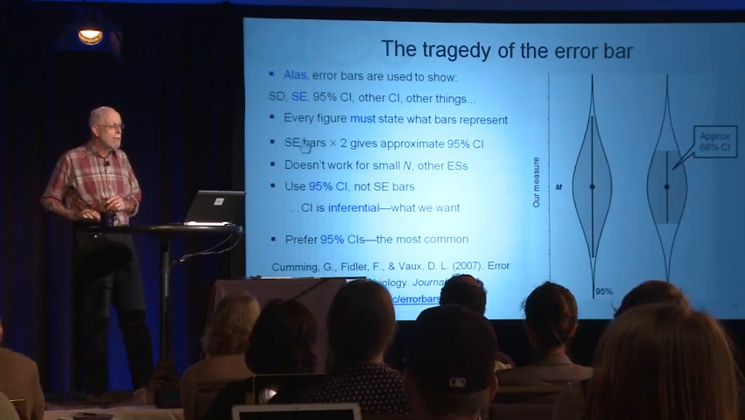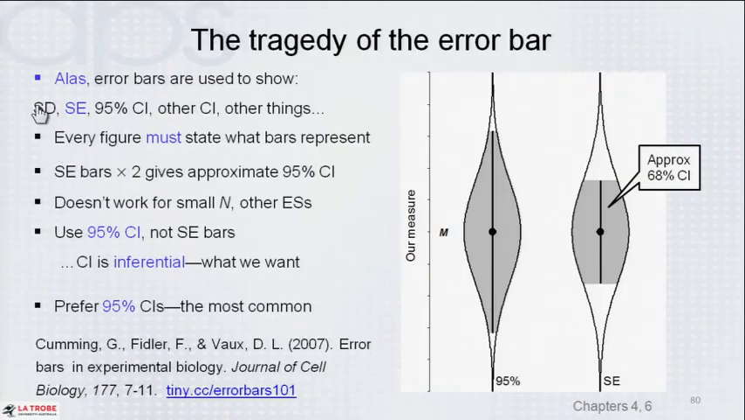The trouble is that standard deviation is a descriptive measure. It tells us about our data set. A 95% confidence interval is inferential. It gives us information about the underlying population, what we're trying to estimate. And just about always, that's what we want. What's a standard error? It's not really either. It's sort of halfway or three quarters of the way towards inference.